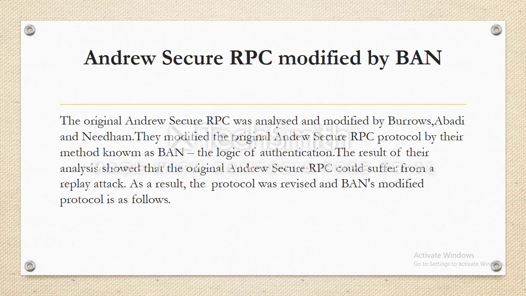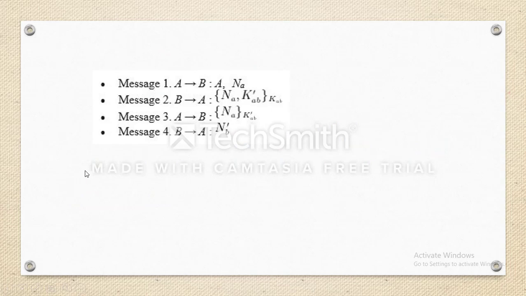But there are some problems in the RPC system, so the RPC system was modified by BAN. So what is the problem? At first, the RPC model could suffer from a replay attack. It is very harmful for the system. So to solve this problem, Burrows, Abadi and Needham used their model named BAN. After modifying the model with the BAN logic, they give four messages, but there are some changes.